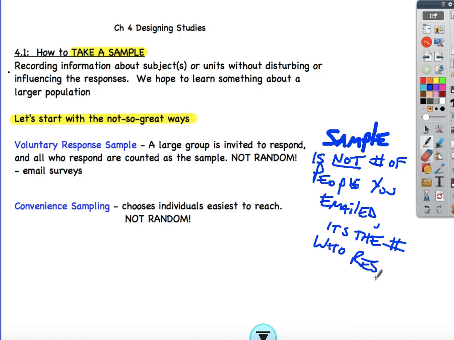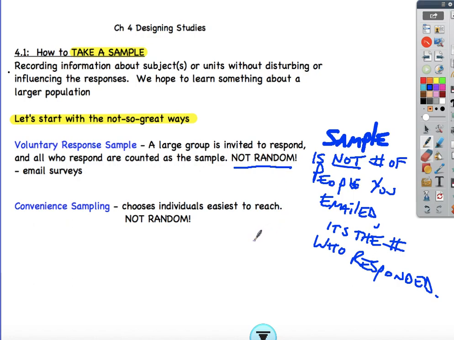So, you could say to yourself, okay, I want a sample of 100. I'm going to send out 100 surveys, but let's say only 10 come back. 10 is your sample, and that's not great. So you would have to probably send out like 500 surveys in order to get even a big enough sample. But even then, it's not going to be a good sample. It's not random.